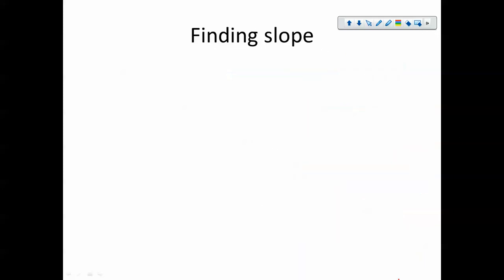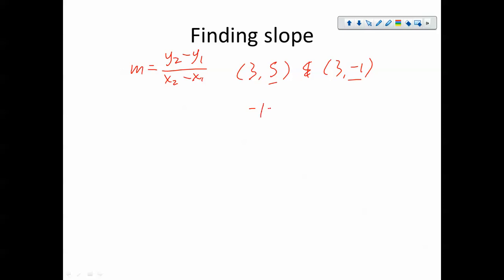Let's look at one more special case, and then we'll be done here. The last 2 points, 3, 5, and 3, negative 1. Again, y2 minus y1 over x2 minus x1. So y2, y1: negative 1 minus 5, over x2, x1: 3 minus 3. Negative 1 minus 5 is negative 6, and 3 minus 3 is 0.